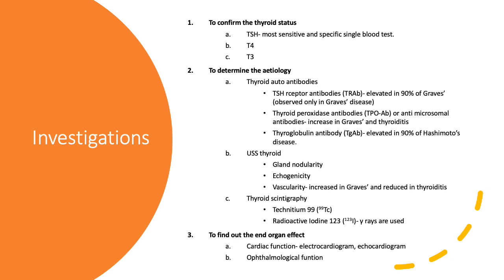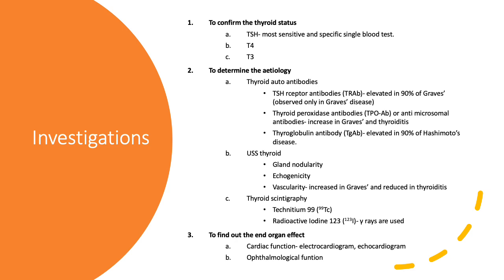TSH is the most sensitive and specific single blood test. In thyrotoxicosis, the TSH is low or unrecordable, while the T4 and T3 are elevated. When the TSH is low and the T4 and T3 are normal, it is called subclinical hyperthyroidism.